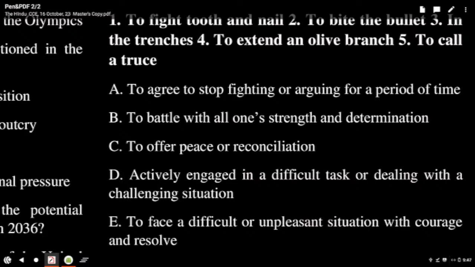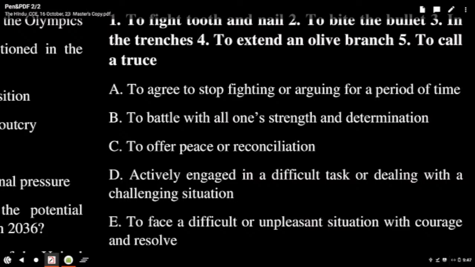To extend an olive branch, they have given many a time. What is the answer? Is it A or C? How many of you say C? Answer is C. To offer peace or reconciliation.